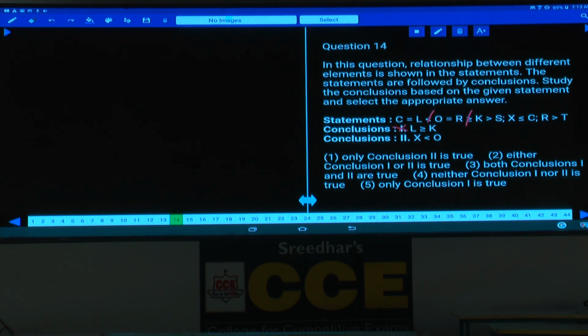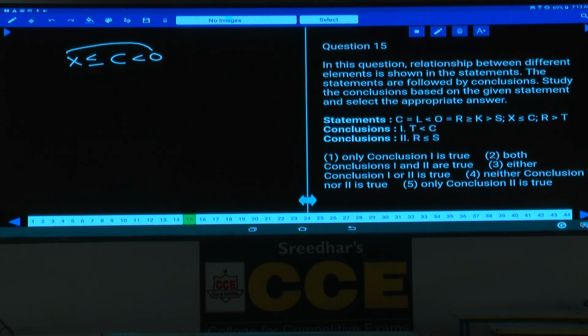Next one, X and O. Now X and O, what is the letter which is common here? C is the letter common. C lesser than O, and X is lesser than or equals to C. X lesser than or equals to C, C lesser than O, and the symbol which is common is lesser than. Hence X lesser than O, definitely true. Hence only 2 follows, that is choice 1. Question number 14, choice 1.